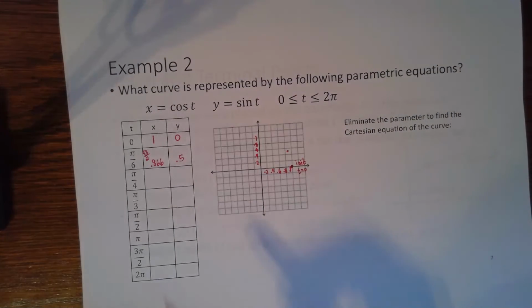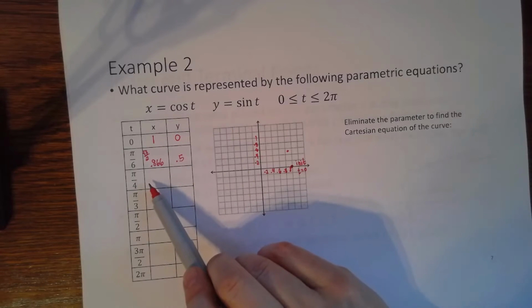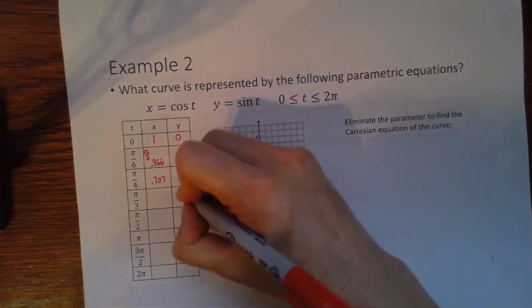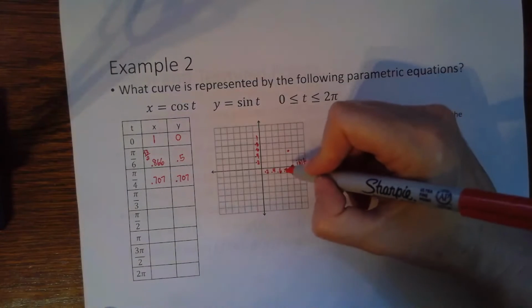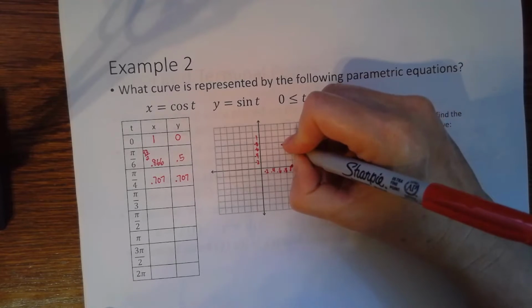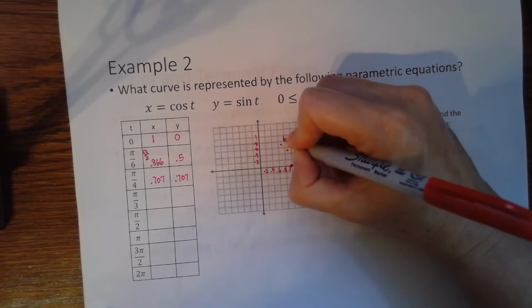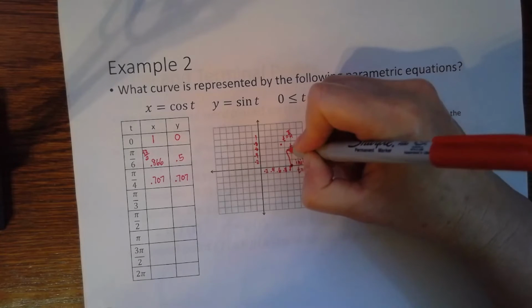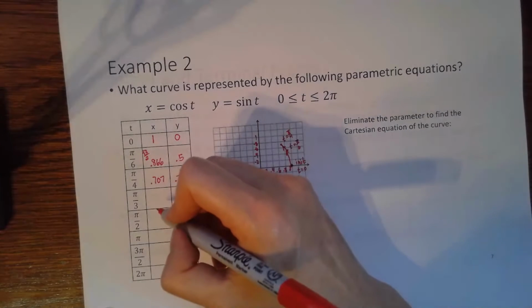And then we go on to pi over 4. The cosine of pi over 4 is square root of 2 over 2, which is approximately 0.707. The sine of pi over 4 is also square root of 2 over 2, or about 0.707. So that's about 0.7, and that's about 0.7. So let's see, this was at pi over 6. This is at pi over 4. So we're getting this kind of a movement.